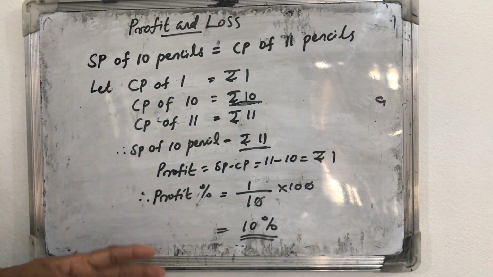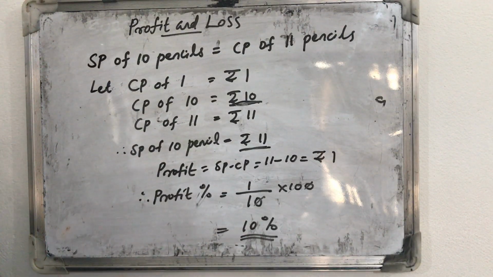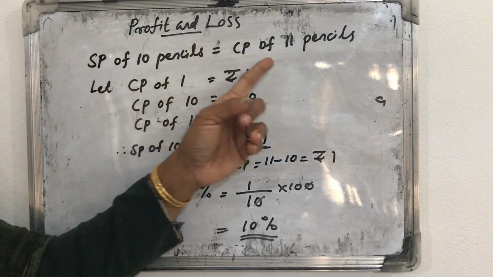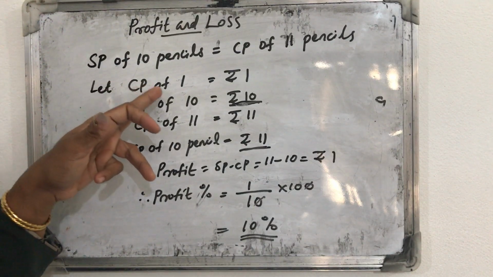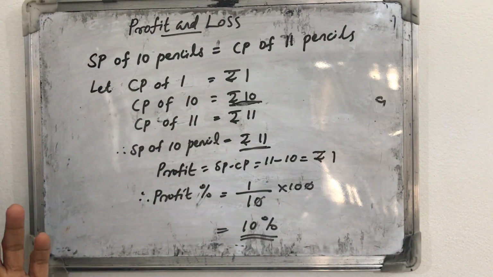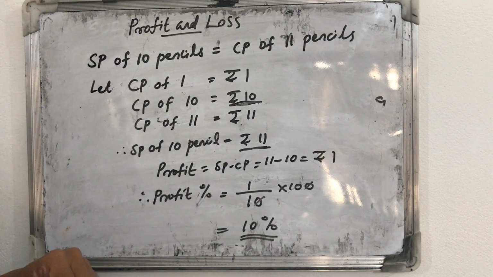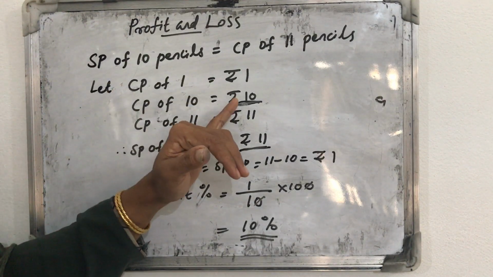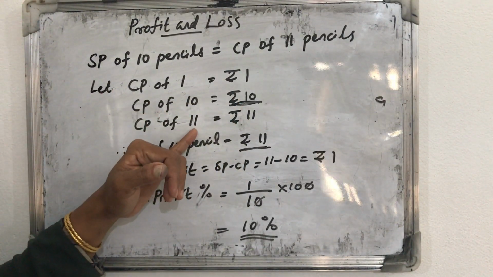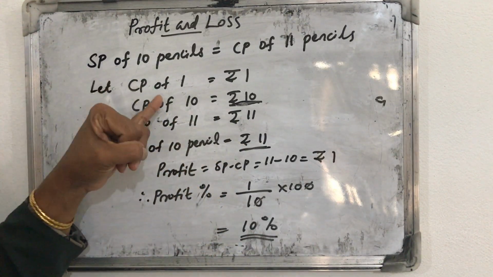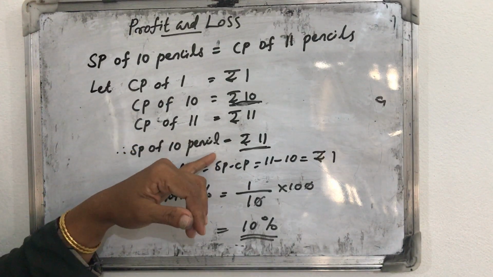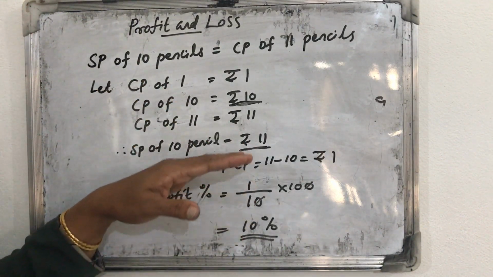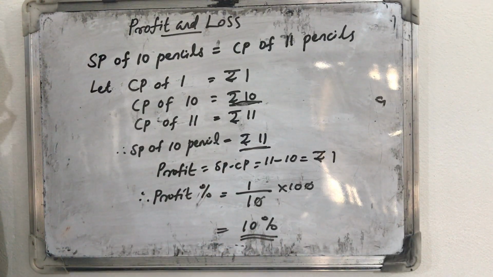Here it is not given what CP is and what SP is. But only one clue is given: SP of 10 pencils equals CP of 11 pencils. So let us consider CP of 1 pencil as 1 rupee. Then CP of 10 pencils will be 10 rupees, and CP of 11 pencils 11 rupees. Then, given SP of 10 pencils equal to CP of 11 pencils, SP of 10 pencils we can take as 11 rupees. From that we can find the profit percentage.